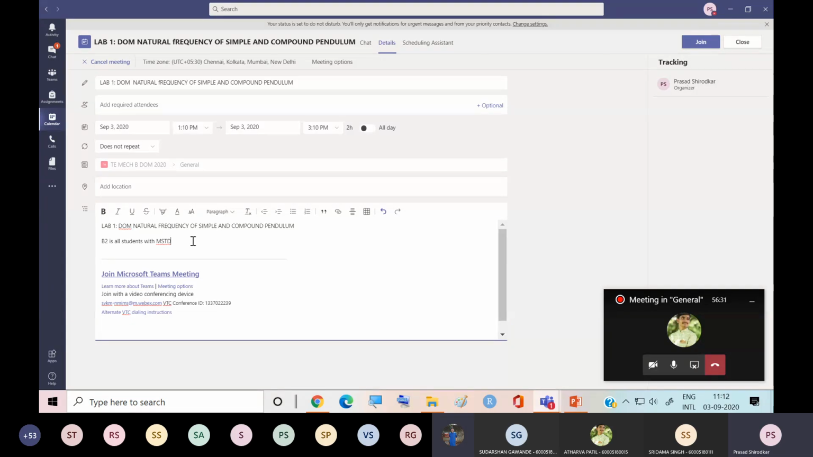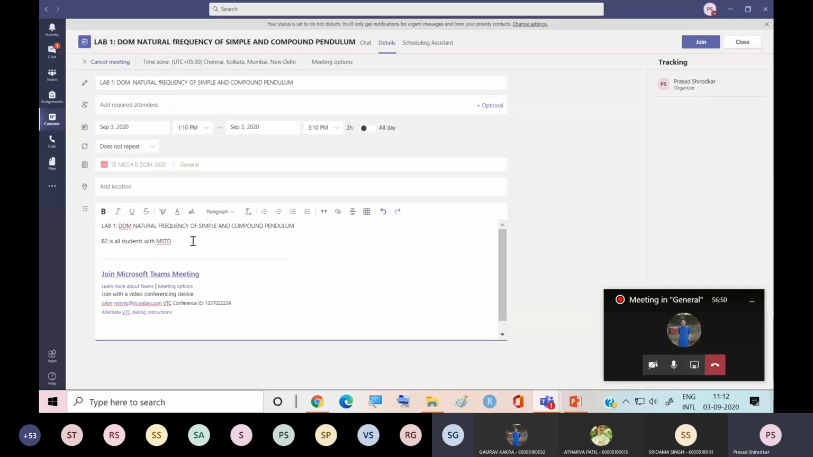Sir, so it is not like the serial numbers 1 to 36. The batches for practicals are not as per your roll number. Okay, is that clear to all? Who is supposed to attend the DOM practical today?